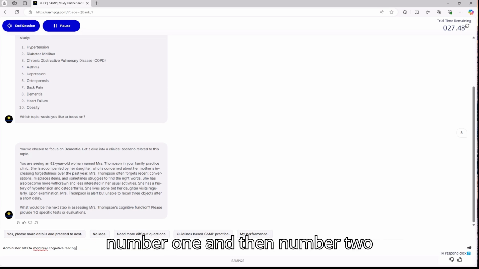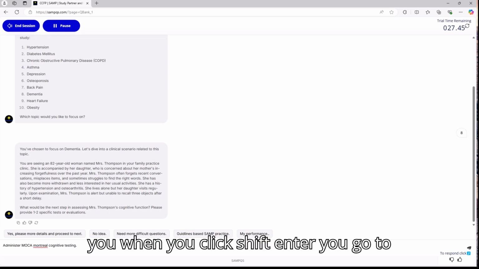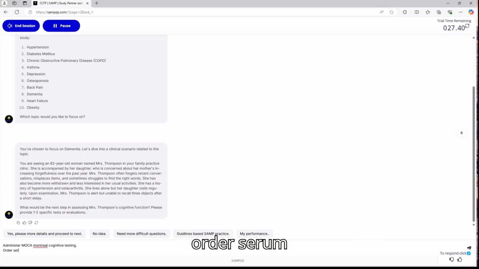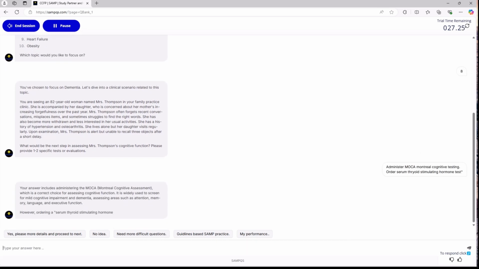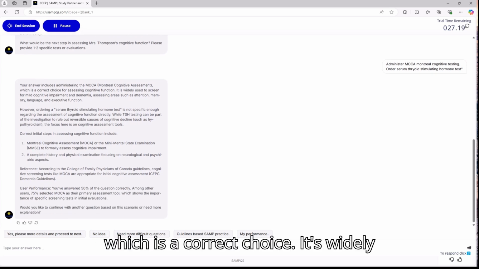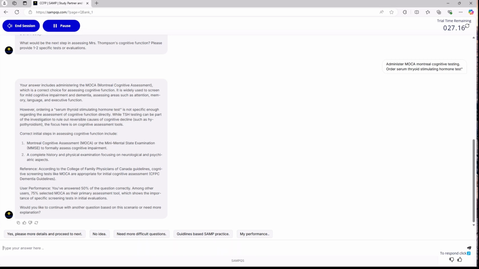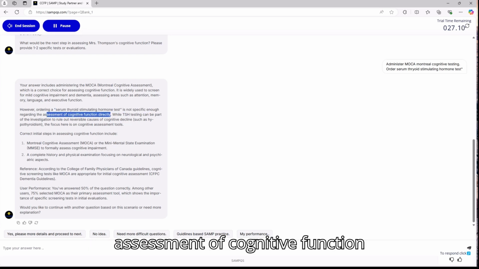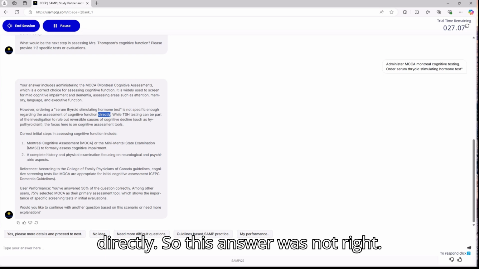This is number 1, and then number 2, when you click shift enter, you go to the second line, and then you can say order serum thyroid stimulating hormone test. Okay, this is a complete answer. Now you click enter. Your answer includes administering MOCA, which is a correct choice. It's widely used for screening for mild cognitive impairment. However, ordering a serum TSH is not specific enough regarding assessment of cognitive function directly. So this answer was not right.